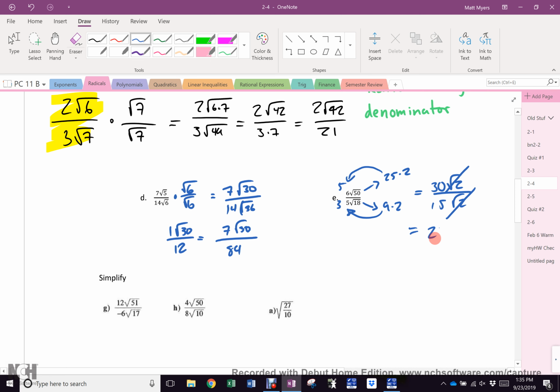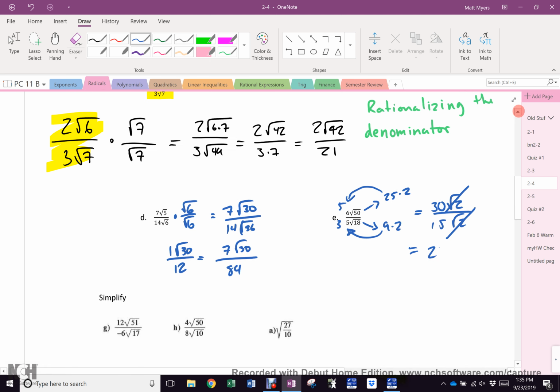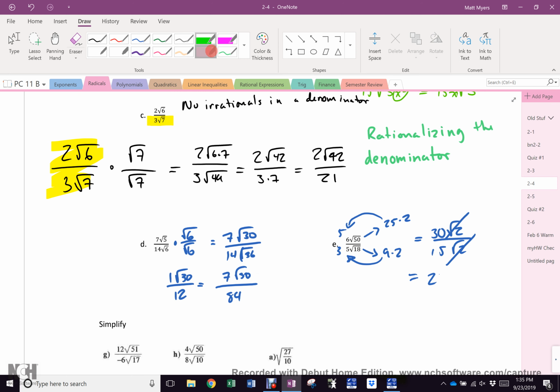Everybody cool? It's all stuff you already know. The only thing that's new is this. But we only have to do that if a radical ends up in the denominator. Okay, it's one of those negative exponent situations. You should see it and it should look wrong to you. I know how to fix that. All right?